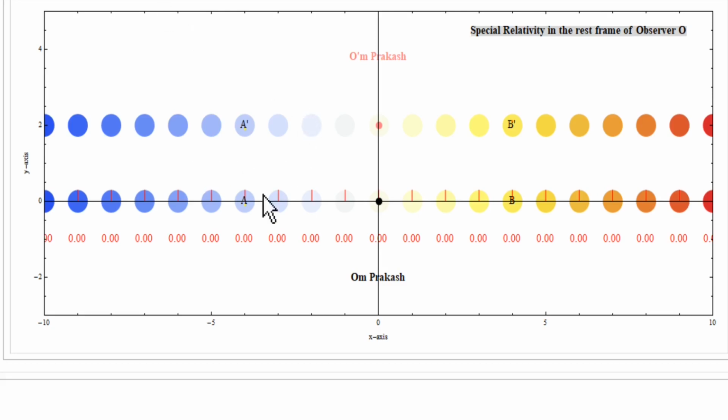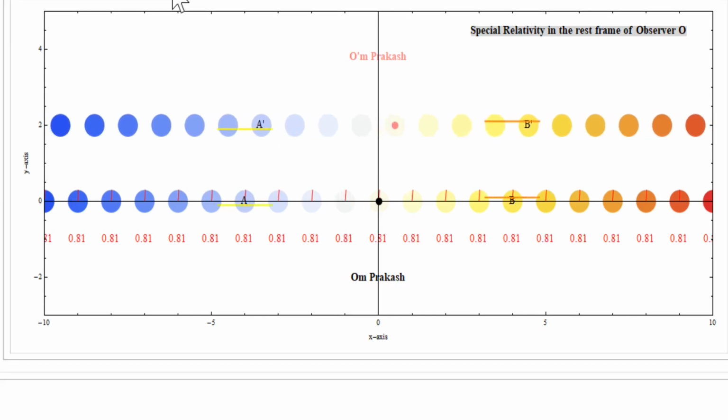So let's take that same example again with a lightning strike at A and B, which appears to be simultaneous as seen by the ground observer. So now we're in the rest frame of observer Om Prakash and his friends on the platform. And we have this train which is moving to the right. And now as the lightning strikes, A and A prime will both send light signals, A towards Om Prakash, A prime towards O prime Prakash, and similarly B and B prime will send light signals as well.